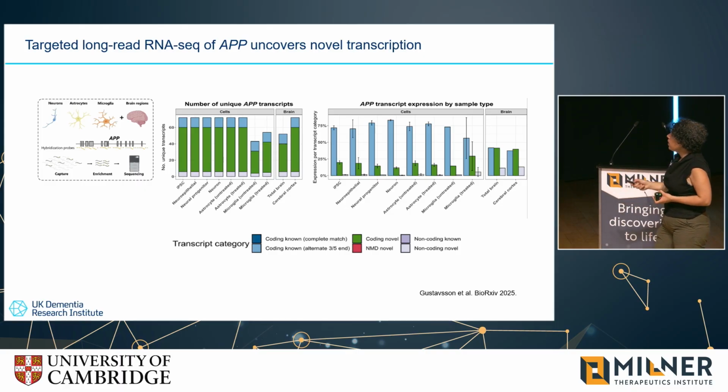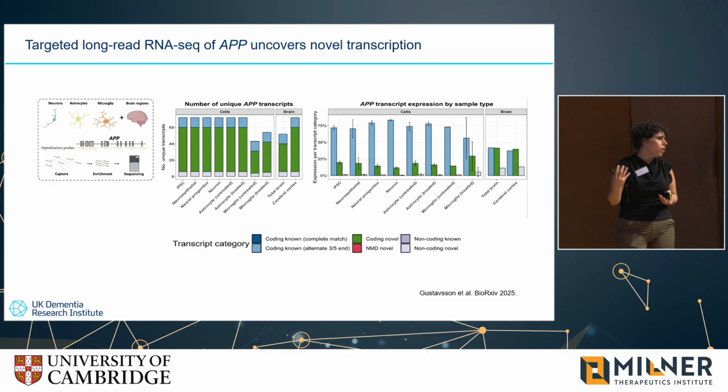From that, we were able to pull down long-read RNA sequencing transcripts of APP and identify that, as well as seeing the known coding transcript structures, complete matches or matches with alternative 3' and 5' ends, we also saw lots of transcripts of APP across different cell systems and in human brain that were not known coding. These would be presumed to encode novel proteins potentially. And we identified those quite commonly.